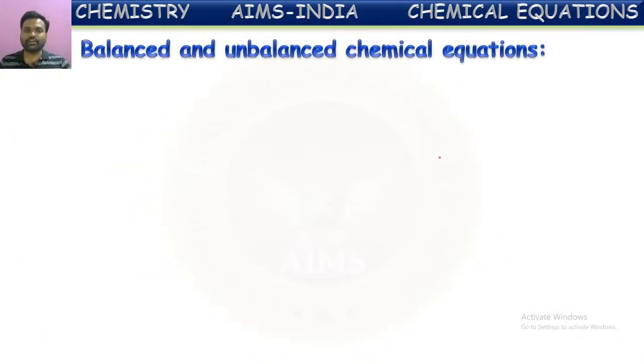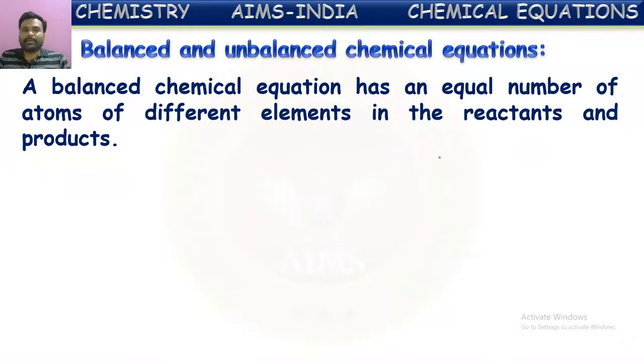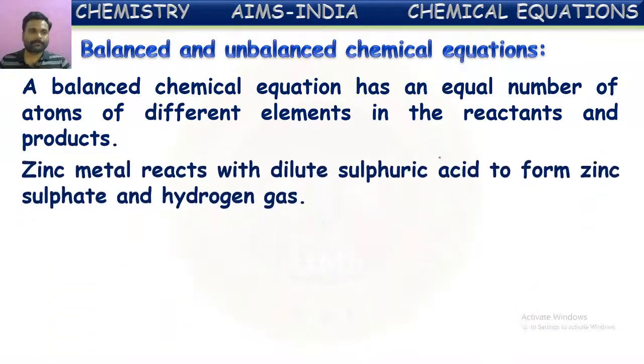Now, balanced and unbalanced chemical equations. A balanced chemical equation has an equal number of atoms of different elements in the reactants as well as in the products. That means, in a chemical equation, the number of atoms of the reactants and the number of atoms of the products are both the same. Then it is said to be a balanced chemical equation.